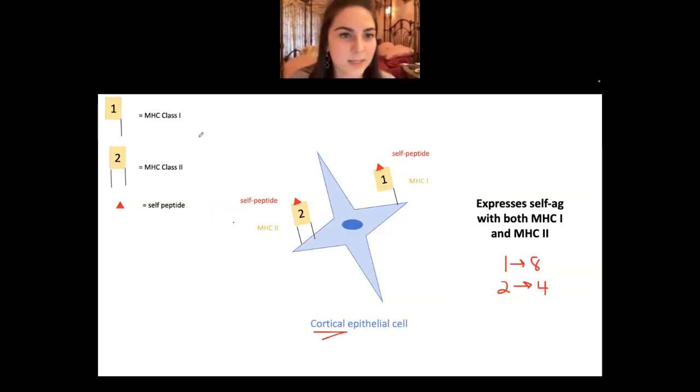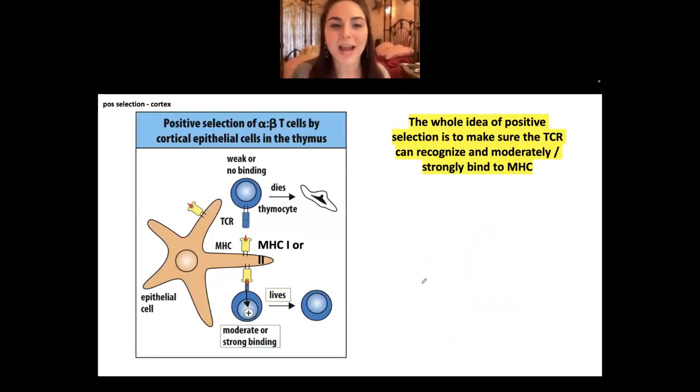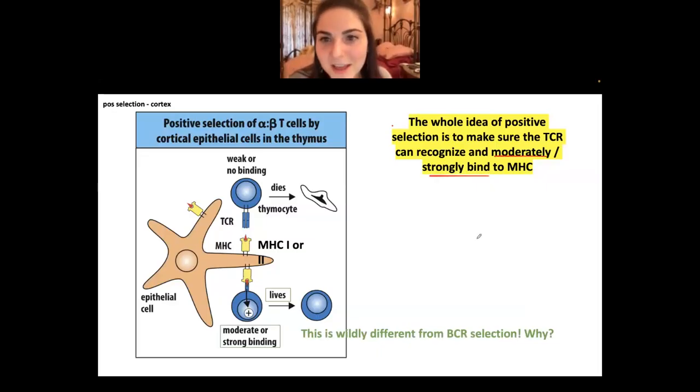Okay, so this is what happens here. This is your mature double positive T cell. It's going to interact with the cortical epithelial cell. Basically, whichever one it's reacting to better is the one that survives. So the whole idea of positive selection is to make sure the T cell receptor can recognize and moderately strongly bind to MHC. This is different. Actually, do I have it on here? Yes, I do. This is very different from B cell receptor selection.